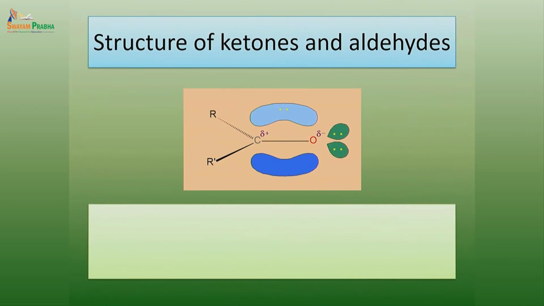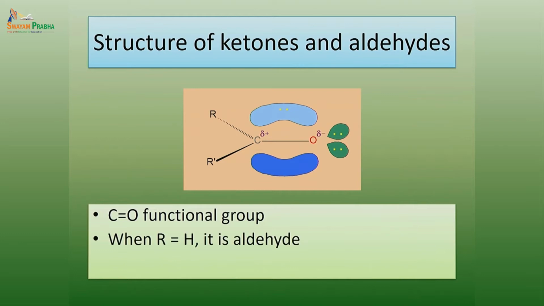Ketones and aldehydes. Structure of ketones and aldehydes. For the carbonyl compounds, C double bond O is the functional group for ketones and aldehydes. When R is a hydrogen, it is an aldehyde. When both the R's are alkyl groups, they are ketones. Here also, the carbonyl carbon is sp2 hybridized. In the case of alcohols, the oxygen is sp3 hybridized. In the case of ketones and aldehydes, the carbonyl carbon is sp2 hybridized.